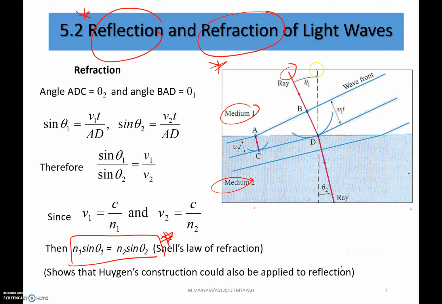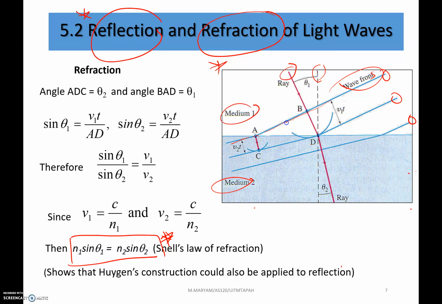Of course, we have to draw a normal line here for us to determine the incident angle as well as the refracted angle. Now, what are these three lines here? These three lines represent your wavefronts. If you still remember Huygens' principle, a light wave will create wavefronts. From these wavefronts, we are going to draw straight towards the interface of medium 1 and medium 2 into the second medium.